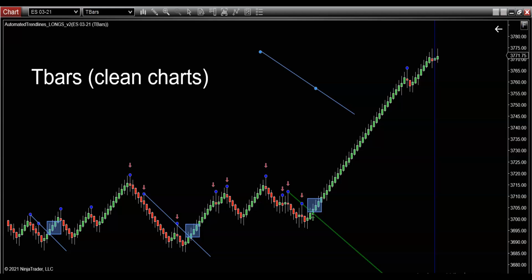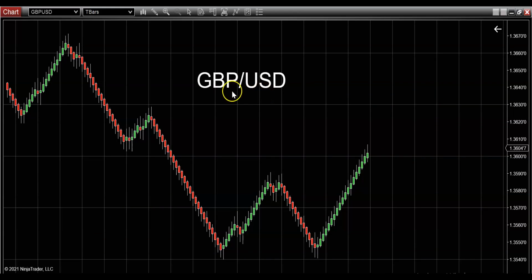You guys think I'm joking. Well, this chart right here is the S&P 500. If you trade futures, your symbol is ES. If you trade stocks, your symbol is SPY. You guys probably know that. What about you Forex traders? Here is Forex, GBP USD, one of my favorites.